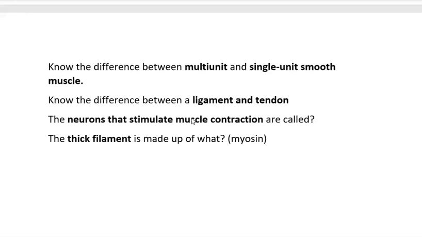You've got to know the difference between a ligament and tendon. You should know this by now. A tendon is going to connect muscle to bone, while a ligament is going to connect bone to bone. The neurons that stimulate muscle contraction are motor neurons, okay? Any neuron that stimulates a muscle to contract is a motor neuron. And then I've got the answer here for you. The thick filament is made up of myosin.